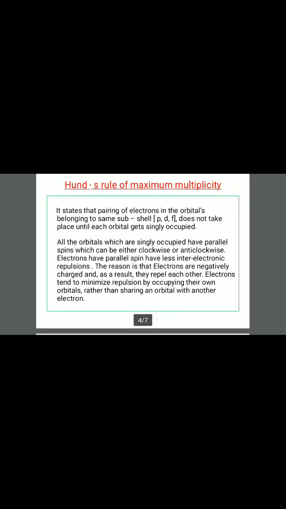Hund's rule of maximum multiplicity. It states that pairing of electrons in the orbitals belonging to the subshells p, d, f does not take place until each orbital gets singly occupied. And why is s not taken into account here? Because s contains only a single orbital.